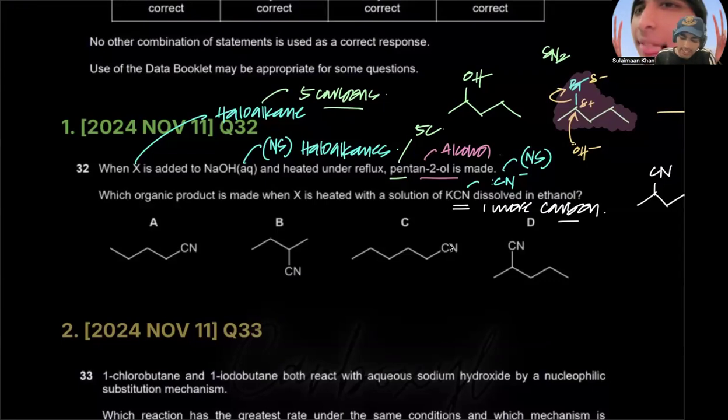How? Because what you realize is, hey, if you had an X fella with 5 carbons, now if you were to react it with KCN, it must have 6 carbons. So start counting the carbons first. 1, 2, 3, 4, 5. These are 5 carbons. A can't be correct. 1, 2, 3, 4, 5. These are 5 carbons. B can't be correct.